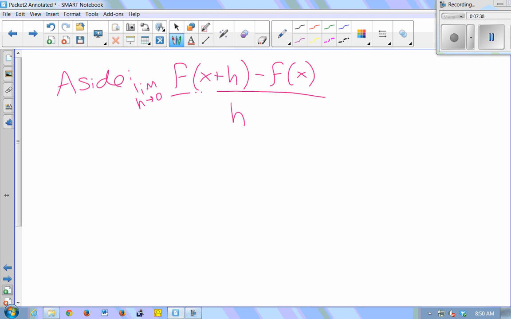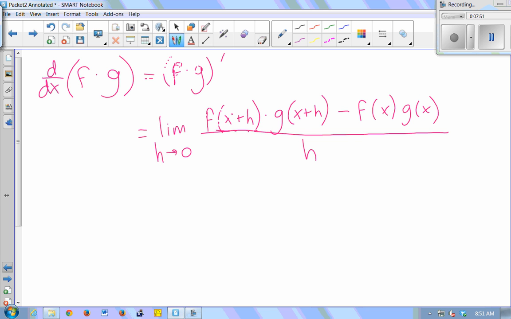Does that look familiar at all? That is f prime, the difference quotient. That's the derivative of f. So I almost have it, right? I have an f of x plus h, minus f of x, all over h. I have to do some finagling to get them together. And I almost have g of x plus h minus g of x all over h. What would that be? g prime.